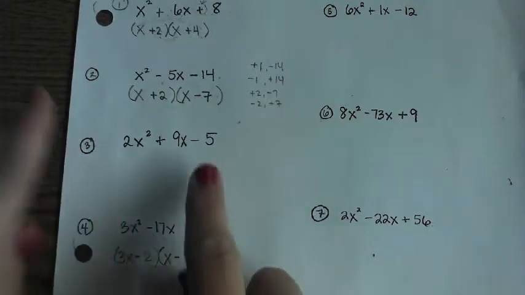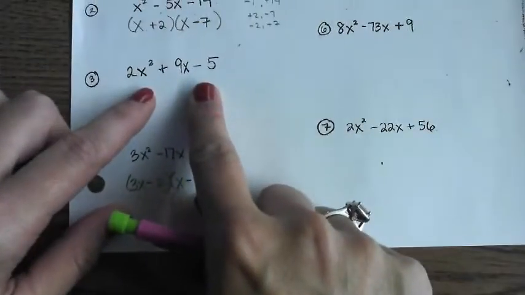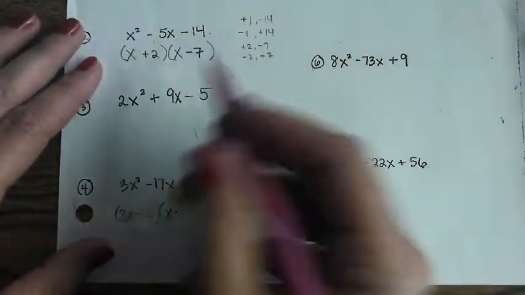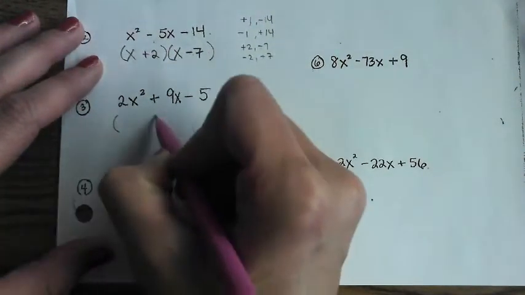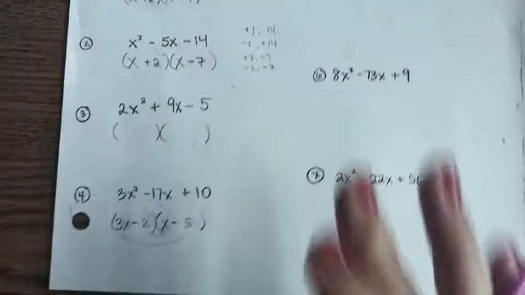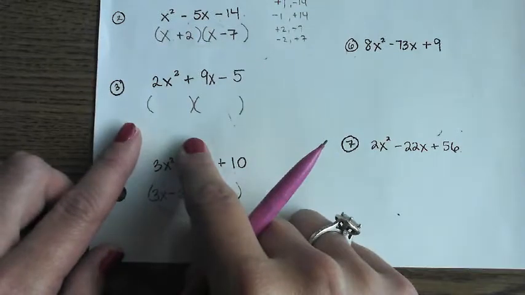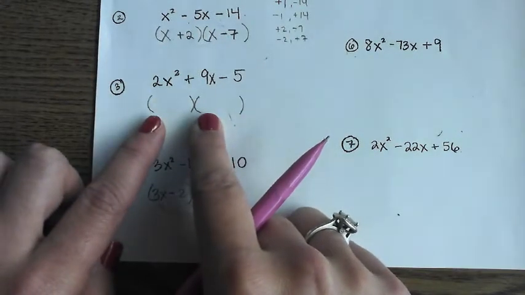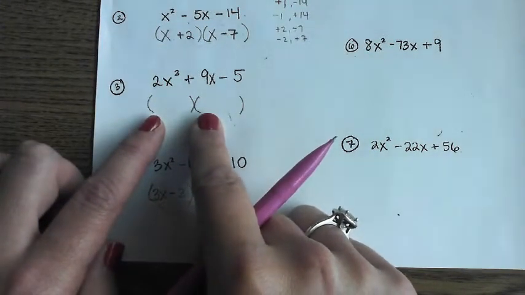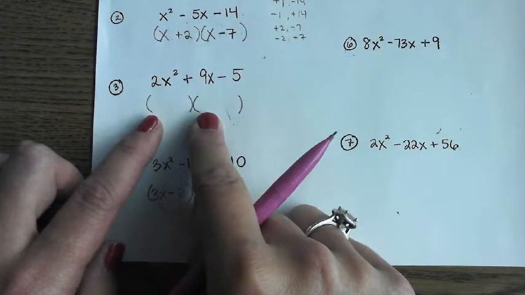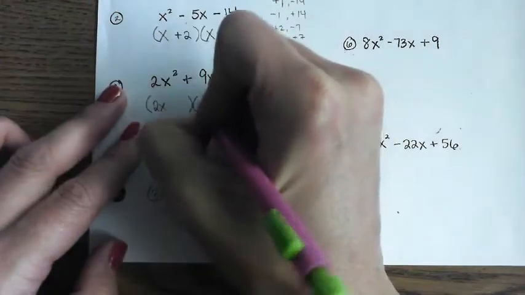Okay. And this next one is a little bit different, and you'll see in a second. But what have to be our first two terms, McKenna? Very good, 2x and x.